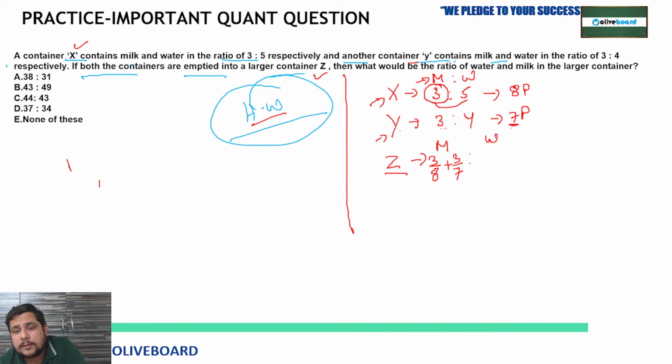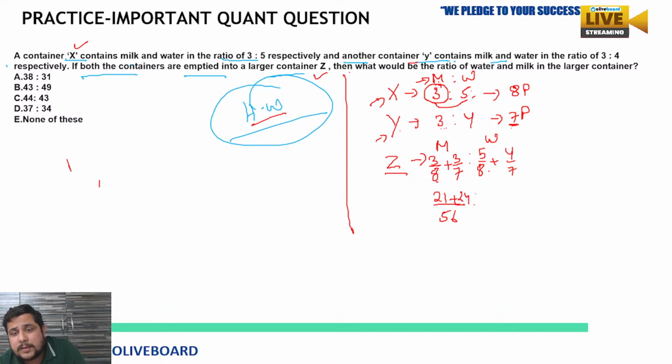Now the water quantity. Because we are taking both the quantities, first the milk quantity, then the water quantity. So water in container X is 5 by 8 plus 4 by 7. Now just take the LCM. For milk, 3 by 8 and 3 by 7, the LCM would be 56. Now 56 by 8 is 7, so 7 multiply 3 is 21, plus 56 by 7 is 8, so 8 multiply 3 is 24.